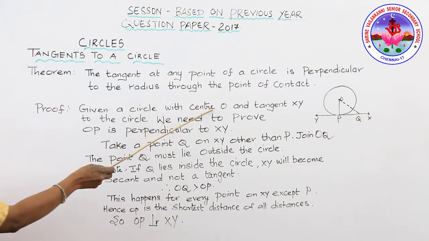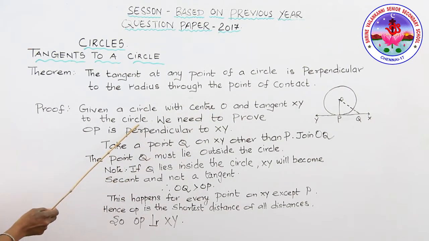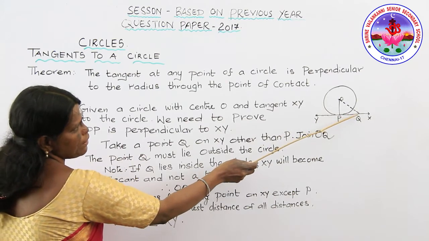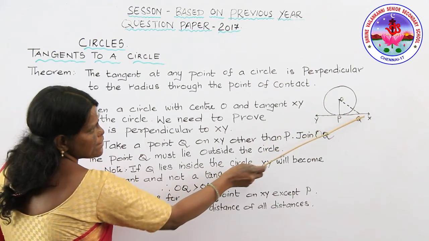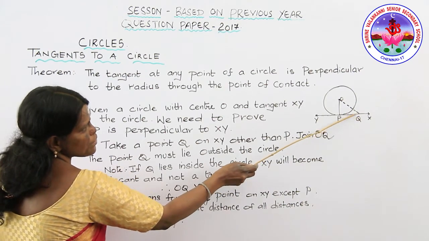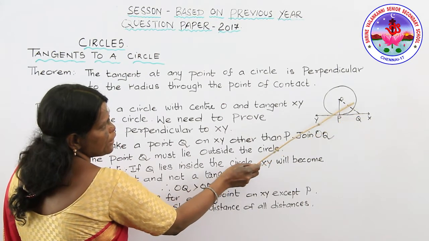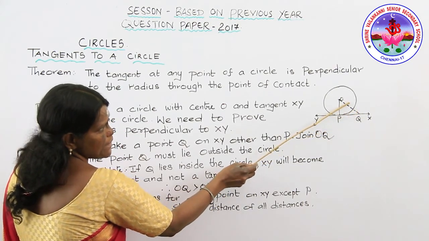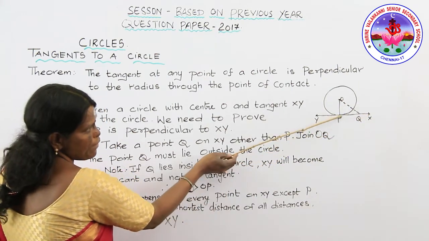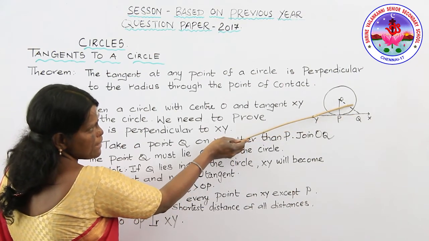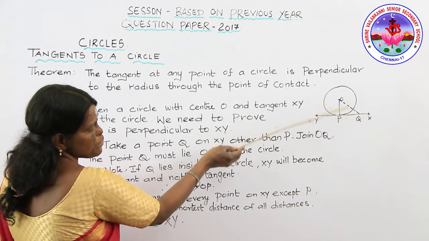Given a circle with center O and tangent XY to the circle, we need to prove that the radius is perpendicular to the tangent, that is, OP is perpendicular to XY. Here I am going to take some other point, naming it Q, on the tangent line XY. You should be aware that Q should lie outside the circle, not inside the circle. If Q lies inside the circle, this XY line will also lie inside, then XY will not become a tangent. When it lies inside the circle, it becomes a secant to the circle.